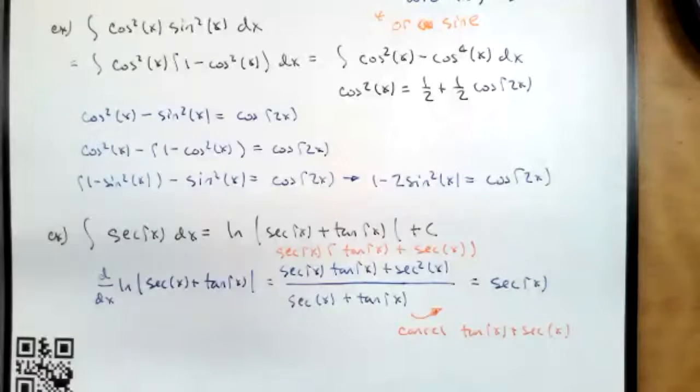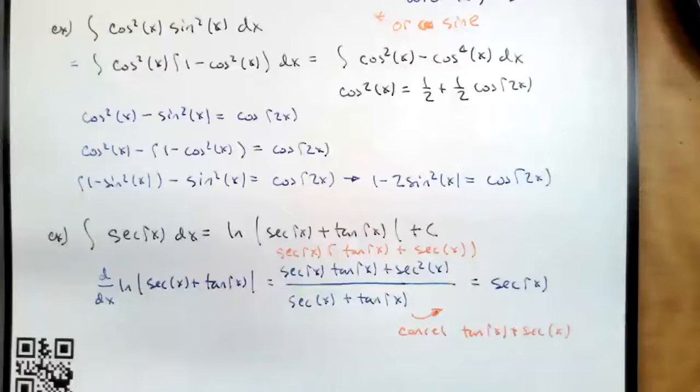So we took the derivative of natural log of the absolute value of secant x plus tangent x, and we get secant x. The main thing that happened is that the secant x plus tangent x canceled out. So that tells us how to integrate secant x. Keep in mind, this is telling us how to integrate secant x when we already knew what the answer was.